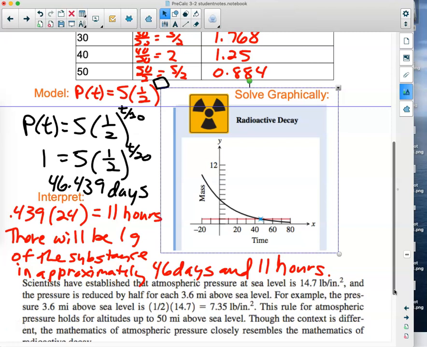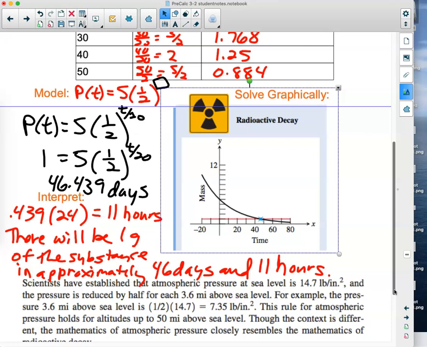Now, the word that's really important for us here is going to be the "approximately," because again, this is something that's out of our control. It is a biological substance. It's probably not going to be exactly 46 days and 11 hours, and we know that because we had to do some rounding here, but also because things don't work out perfect when you run your experiments.